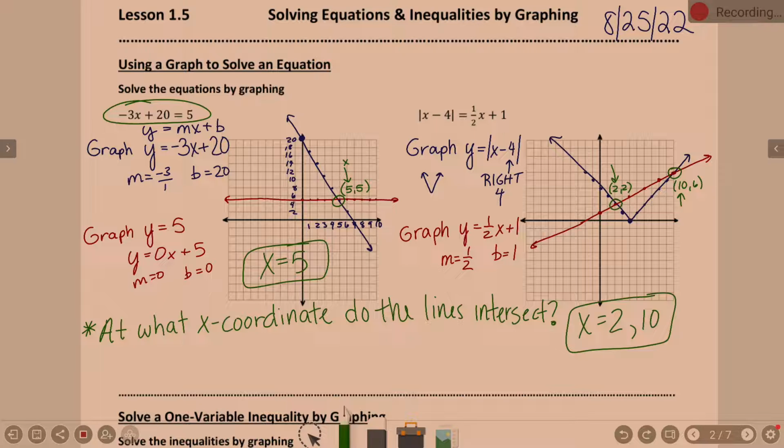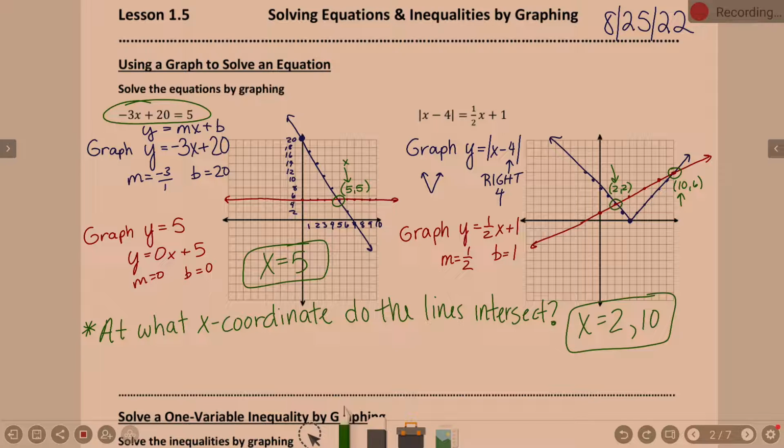If we put them back into the equation, both are going to work. If you substitute them back in, 2 minus 4 is negative 2, but the absolute value of negative 2 is 2. Half of 2 is 1, and 1 plus 1 is 2. So 2 works. If I plug in 10, 10 minus 4 is 6, and the absolute value of 6 is 6. Over here, half of 10 is 5, and 5 plus 1 is 6. So both work. You're looking for those intersection points.